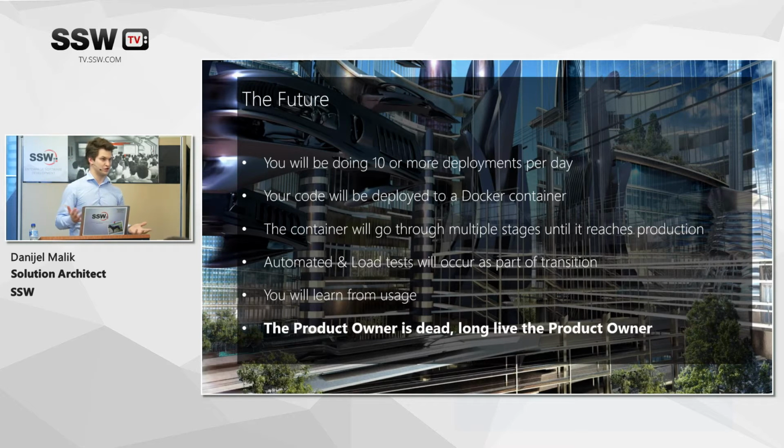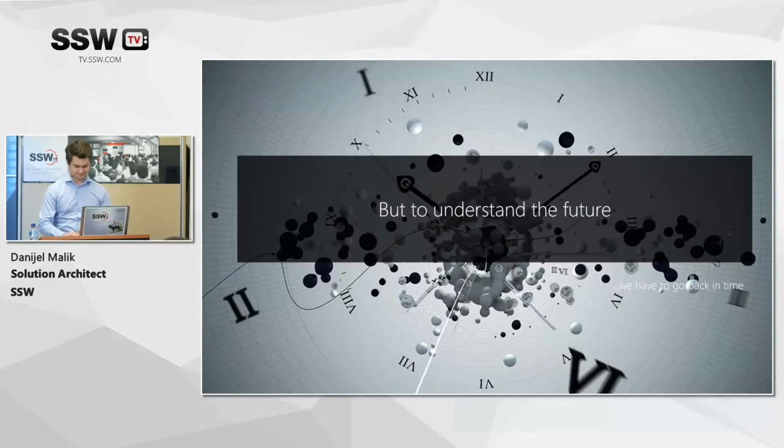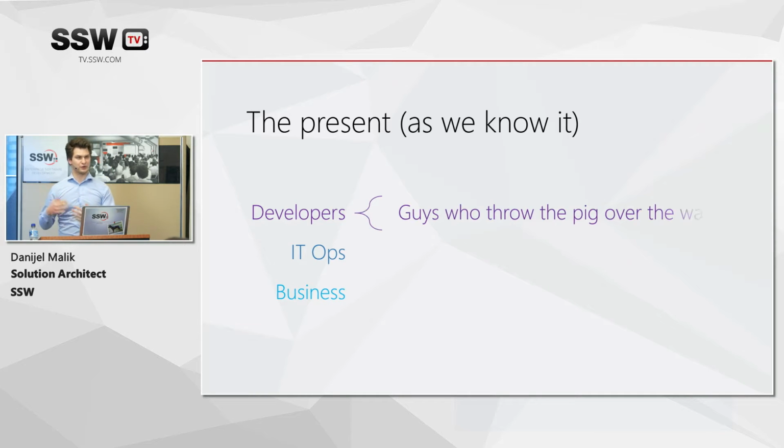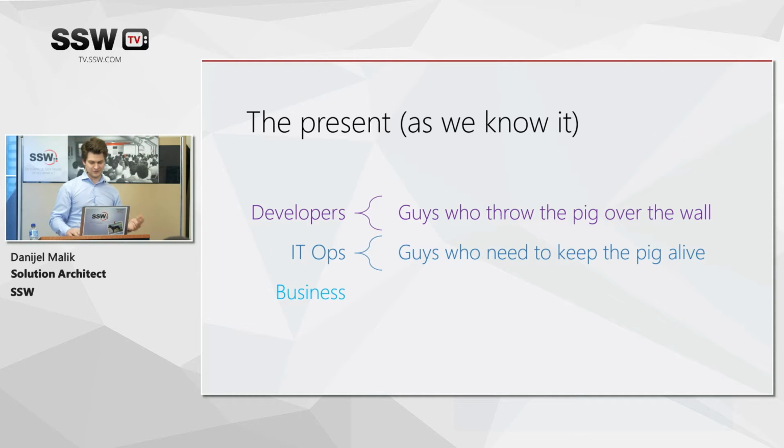But to understand the future, we have to go back in time. So, the present as we know it. We have three different roles, right? We have developers, we have IT, and we have business. All good so far? Yeah. So developers are the guys who throw the pig over the wall. And guess what? IT ops are the guys who are trying to keep the pig alive. As for the business, they are the guys who think that the pig can fly. We all agree about that, right? Okay.